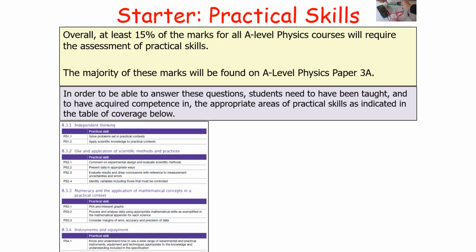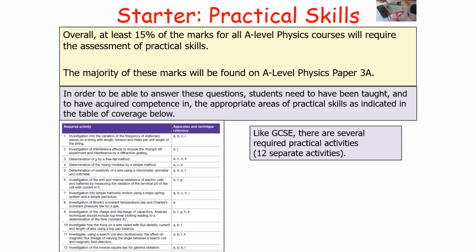Now in order to be able to answer these questions you need to have been taught and have acquired competency in the appropriate areas of practical skills as indicated in the coverage of the table below. So things like independent thinking, the use and application of the scientific method and practices, numeracy and the application of mathematical concepts in a practical context, and instruments and equipment.